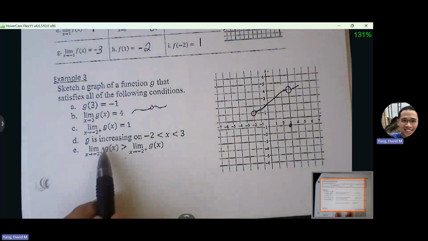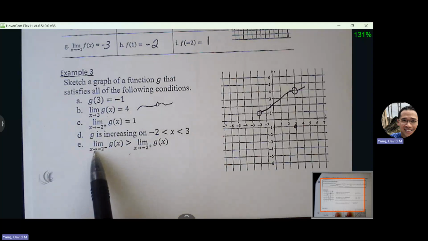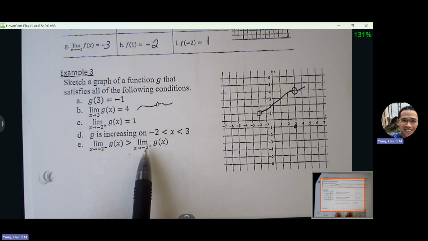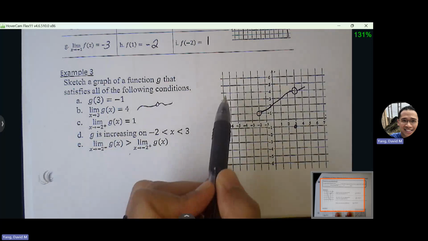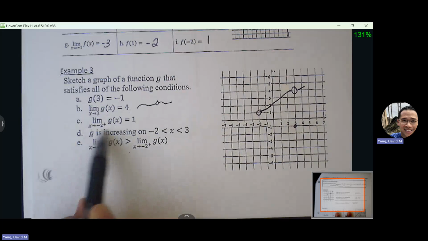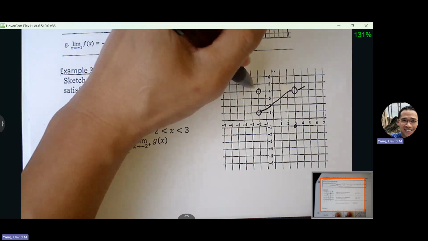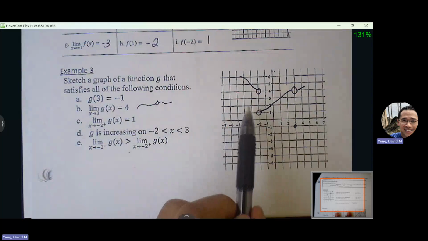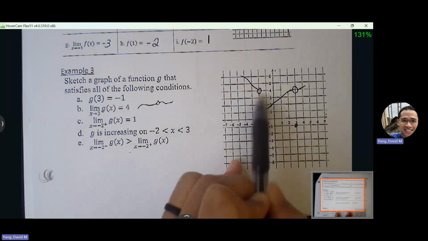So now I fulfilled that condition. G is increasing from -2 to 3. Okay, the limit as x approaches -2 from the left side of -2 of g of x is greater than the limit as x approaches -2 from the right side of -2 of g of x. So I do need a graph extending from the other side of -2, but I want it to be higher. So I'm just going to pick an arbitrary point and just have the graph extend from there. You can have it in a different point. I just need this segment to be higher than this segment.